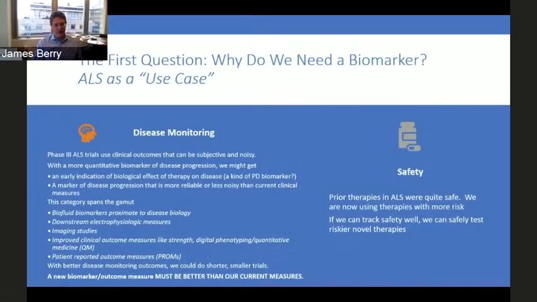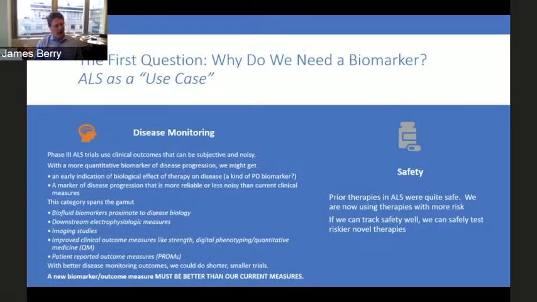Another big category of biomarker is a disease monitoring biomarker, and that is really a biomarker that tells you about progression of the disease. So in ALS, phase 3 trials use clinical outcomes that can be subjective and noisy, and they are themselves disease monitoring biomarkers. These are things like vital capacity and ALS-FRS-R. If I have time, I'll talk about them more. The ALS-FRS-R is a functional rating scale. It's a 12-item questionnaire, 48 points, and subjective, but still better than other biomarkers or endpoints that we've been able to identify in ALS.